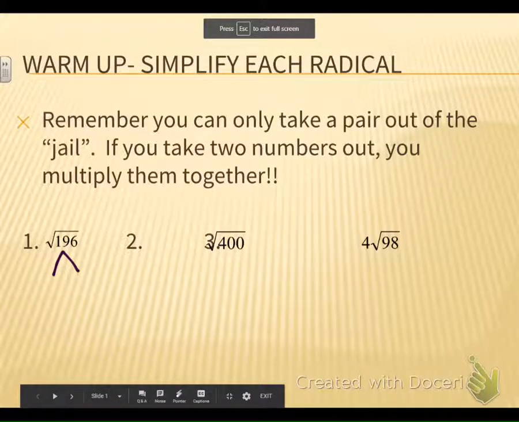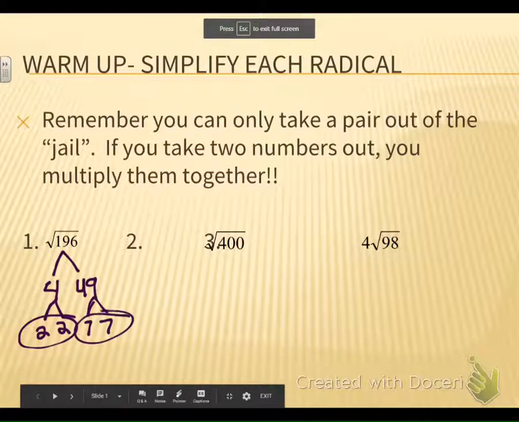Alright guys, we're on day 2 of radicals. Let's, for the warm-up, start with 196. I'm going to do 4 and 49. 4 simplifies to 2. 49 is 7 and 7. So we have 2 pairs.